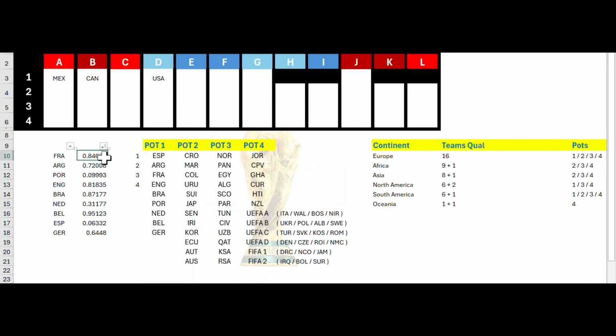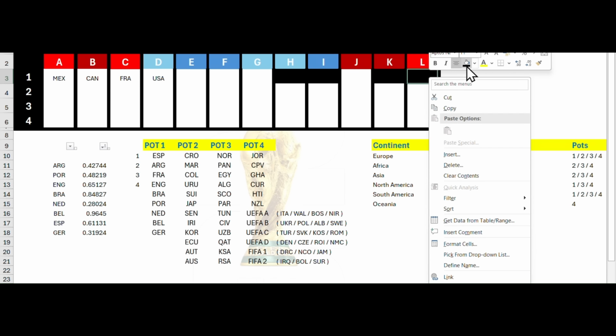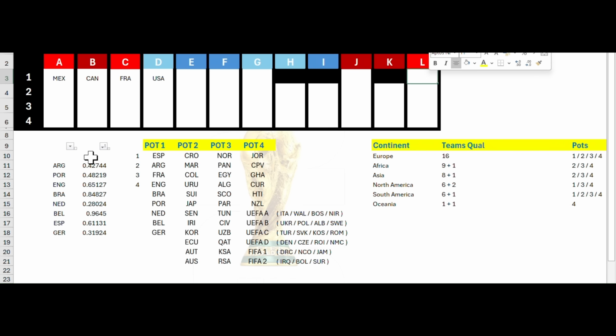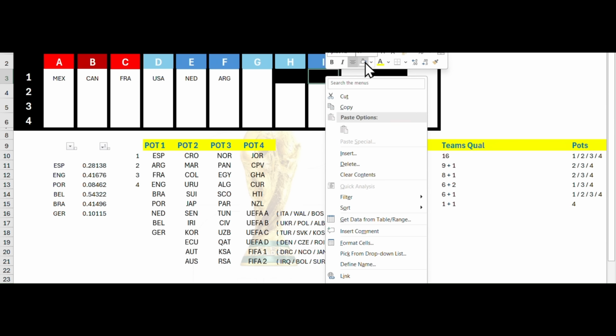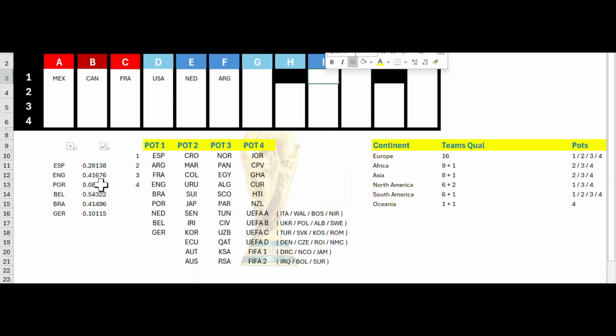So first team drawn out will be France. So we're going to place them into Group C. As they're one of our top ranked sides, that means we can also remove the blocker on the last remaining light red group, which is Group L. Netherlands next into Group E. Now Argentina into Group F. Again, we can remove the blocker on their side of the bracket.